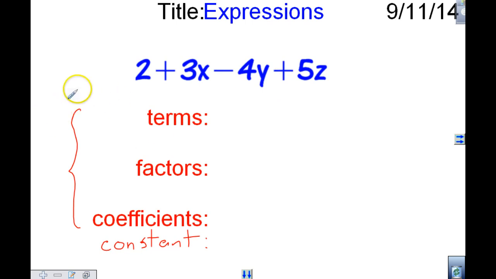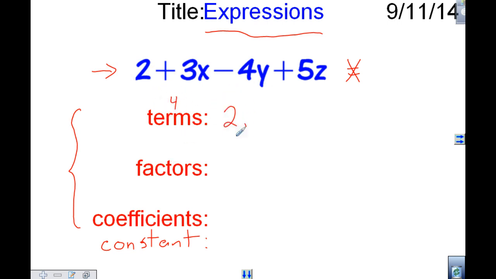Yeah, whatever you need to write down. So here we go. Terms. What are the terms for this expression? Remember, this is expression, not an equation, because there's no equal sign. No equal sign, then it's expression. Terms. This has 4 terms.